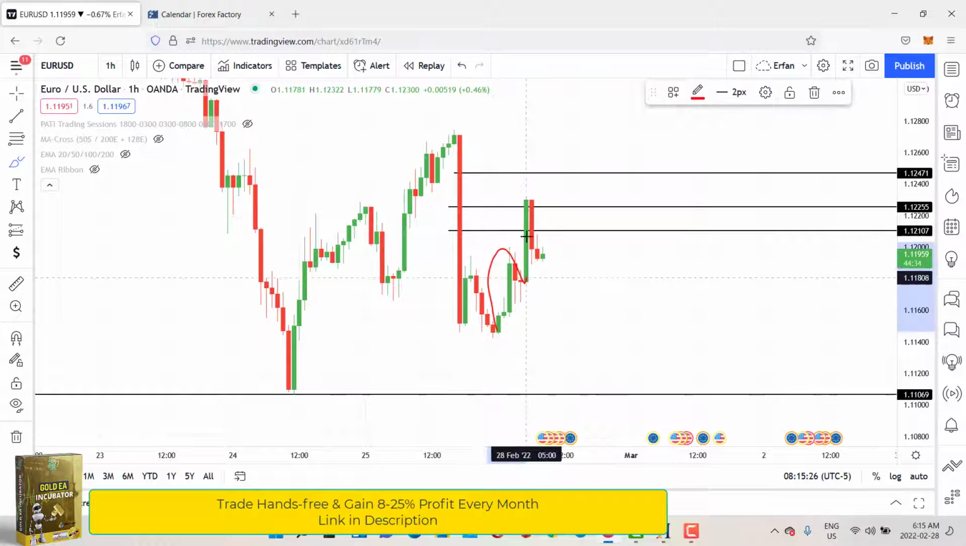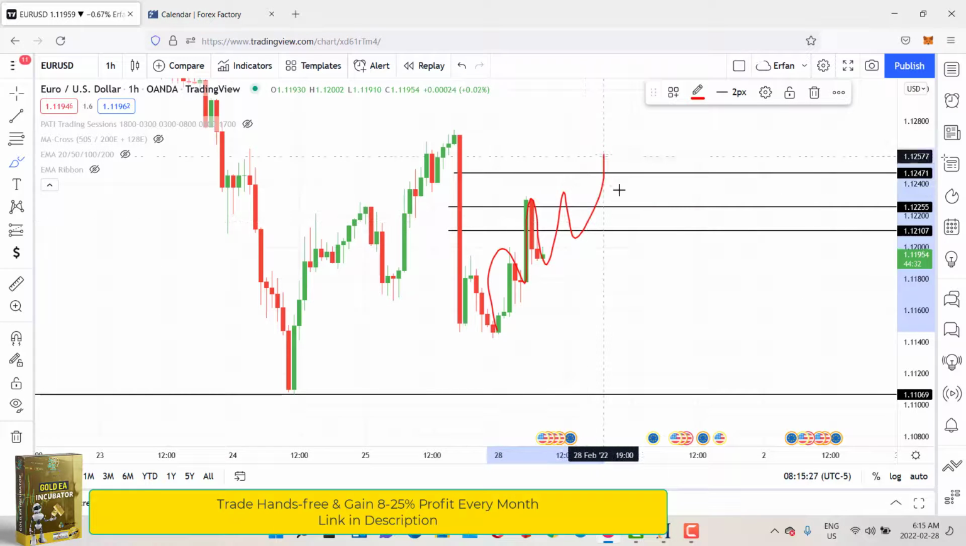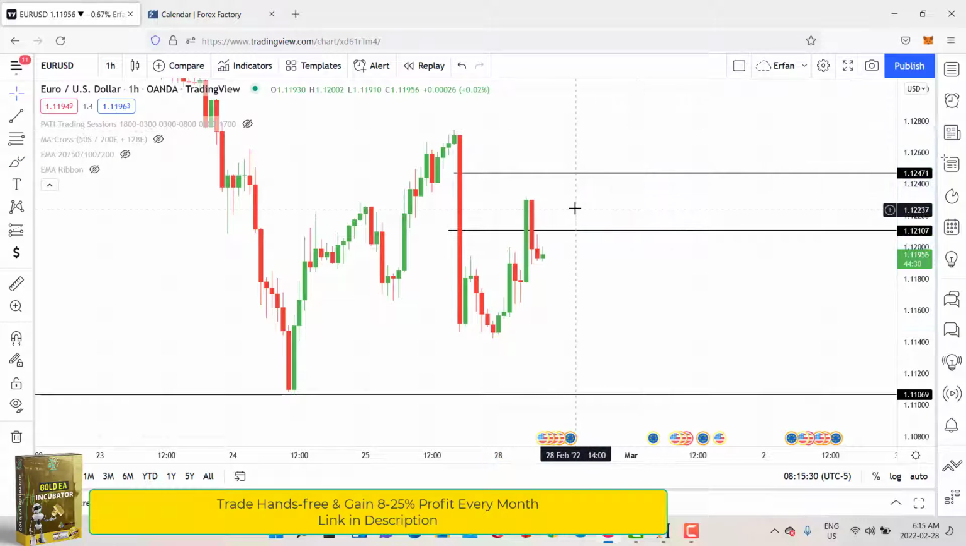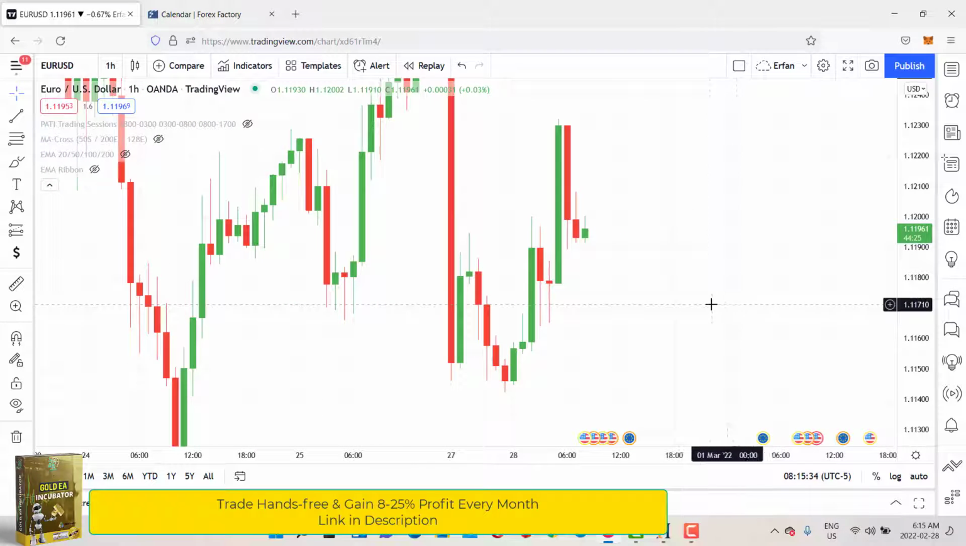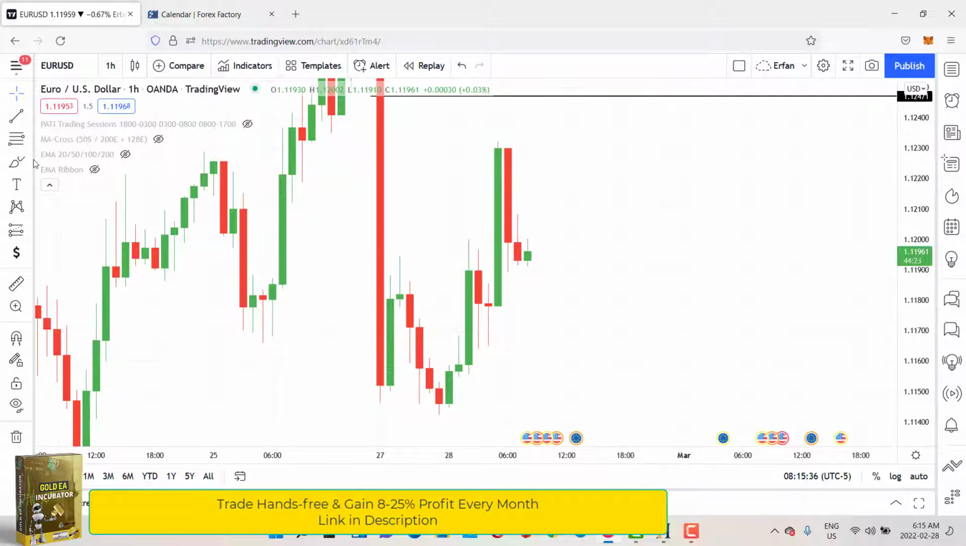So if you pay attention to this structure, you see that the market is trying to do something like this. And also we have this high probability order block around this area. It used to be a high probability order block, and the price tapped into this level, and now we are waiting for a buy momentum.